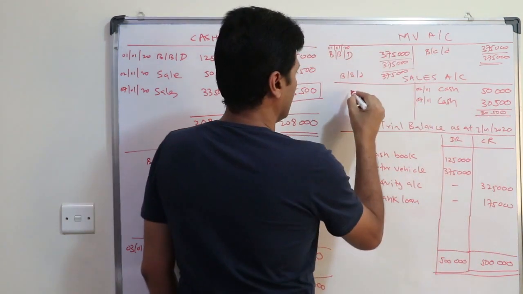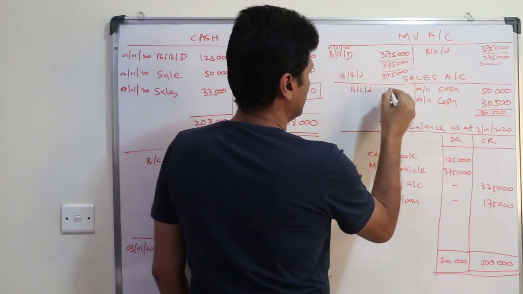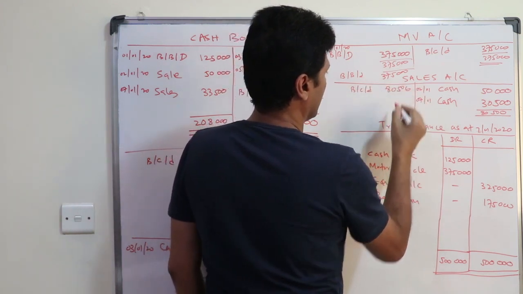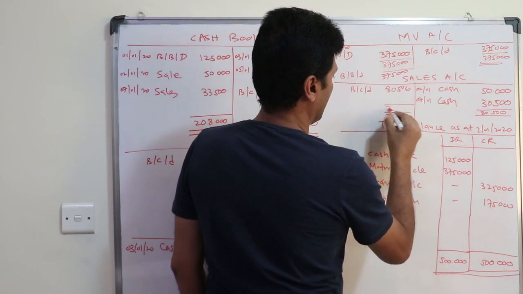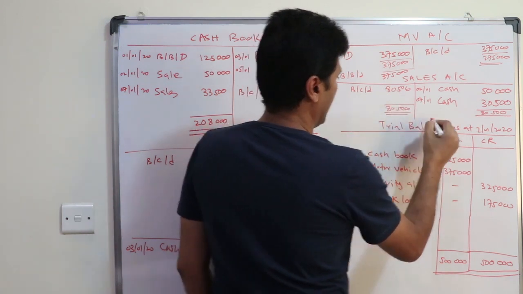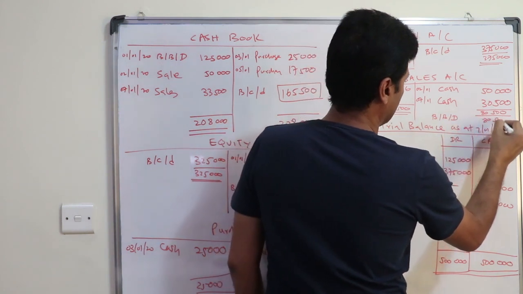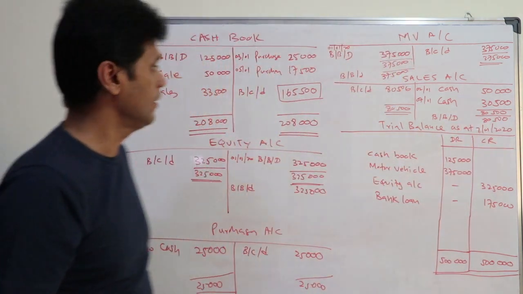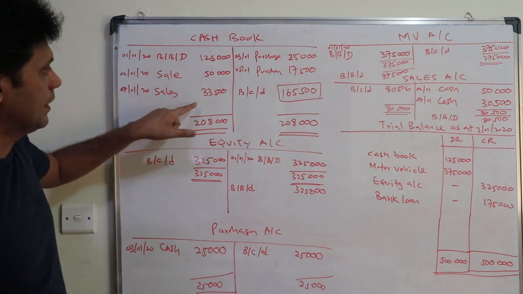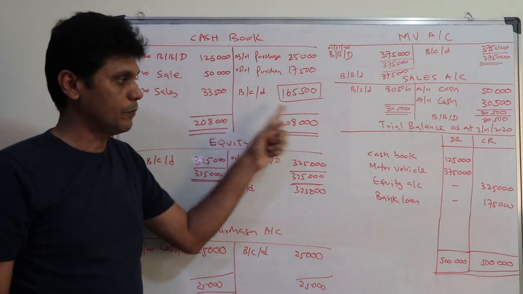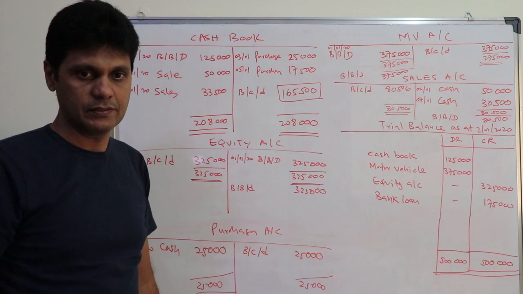80,500. Balance carried down how much? 80,500, and balance brought down 80,500. Okay, so now we are taking the closing balances to prepare the trial balance.